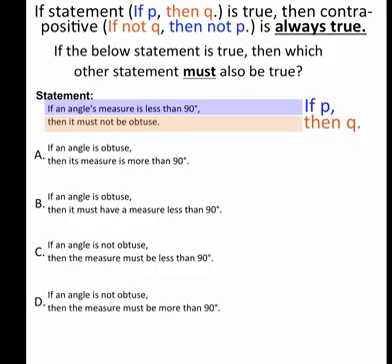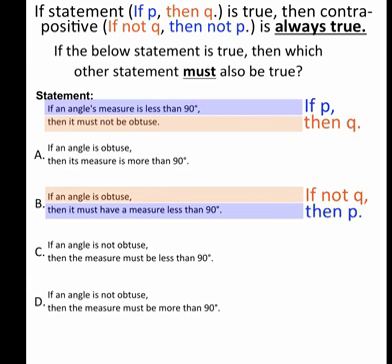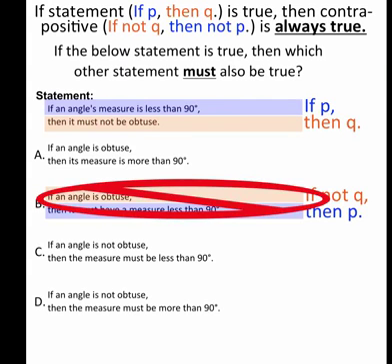So let's look at the first one. If an angle is obtuse, well, that's just what I was talking about. That's if not Q, because it's the same thing as saying if an angle is not obtuse, getting rid of the double negative, if an angle is obtuse. Then it must have a measure less than 90 degrees. Well, that's just the same statement as P. If not Q, then P. So the first part of my statement is correct for my contrapositive, but my second part is not. So that is not my contrapositive.